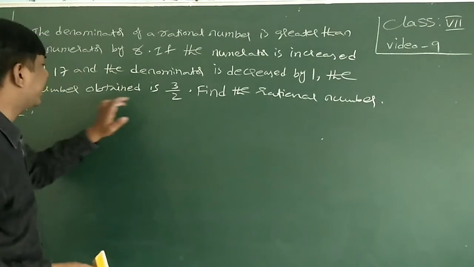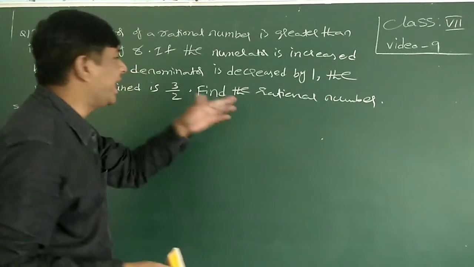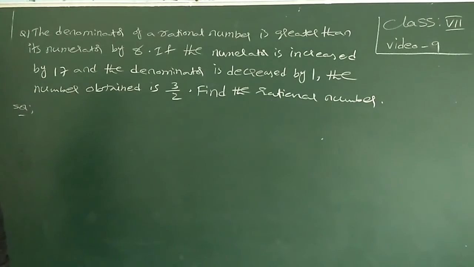The number obtained is 3 by 2. Find the rational number. Okay. In the previous video, this solution was disconnected, sir. So once again, I am repeating.